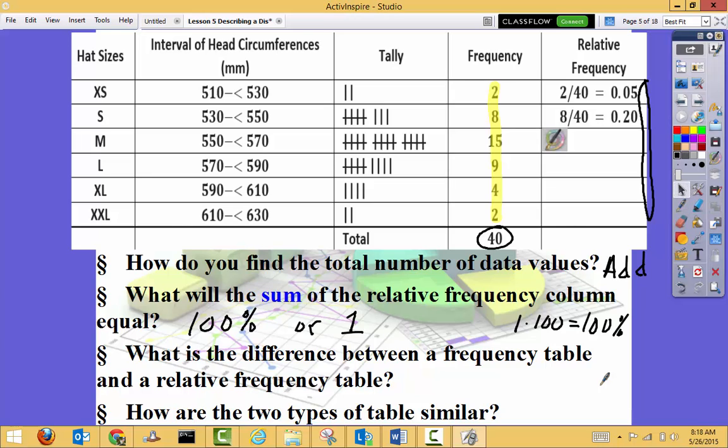Alright, complete our relative frequency column. Okay, now here's our next part. What is the difference between a frequency table and a relative frequency table? And how are they the same? Well, they're different because my relative frequency table has one more column.